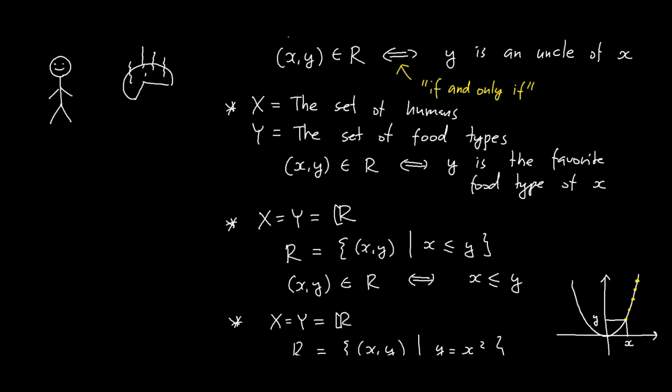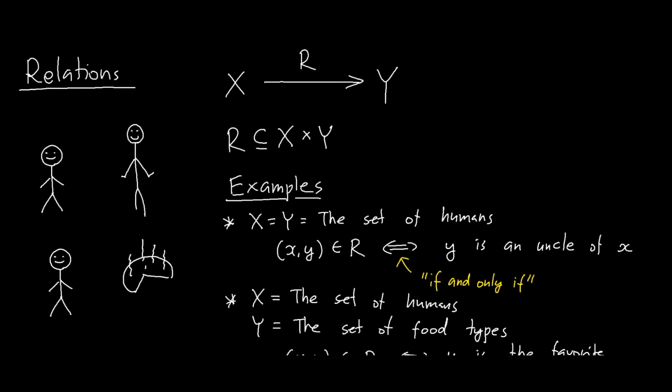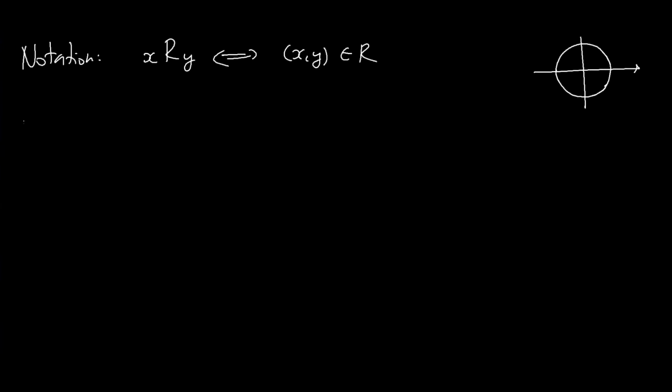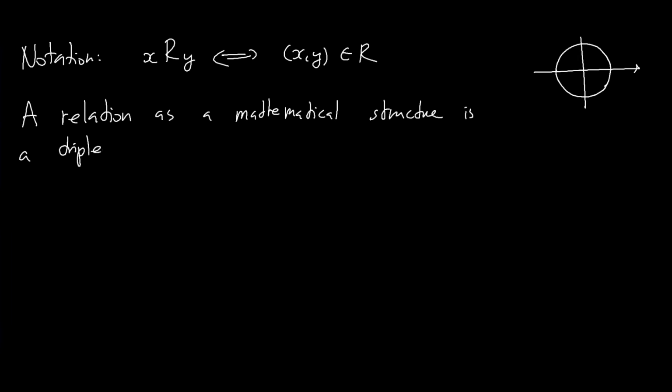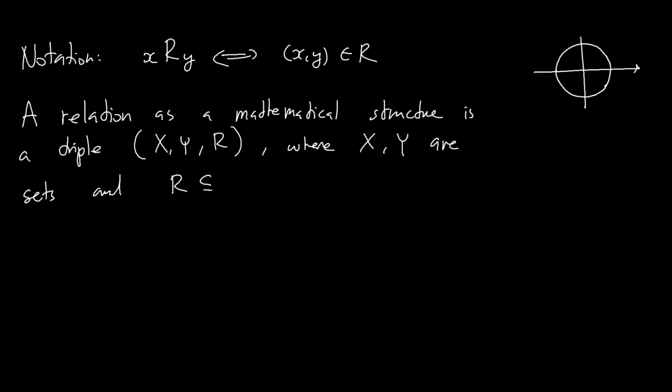But in this lecture, we now want to think of a relation itself as a structure. So a relation as a mathematical structure is a triple consisting of x, y, and R, where x and y are sets, and R is a subset of x cross y.